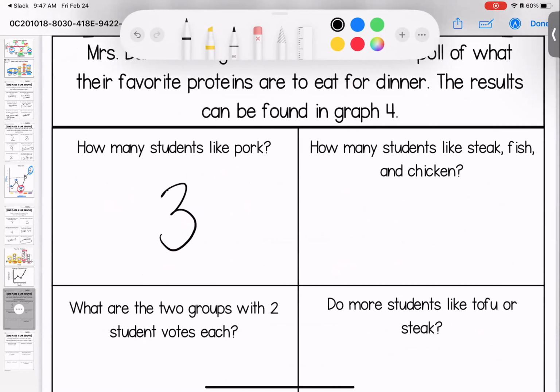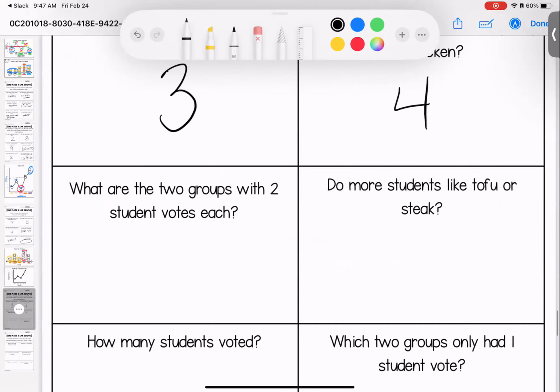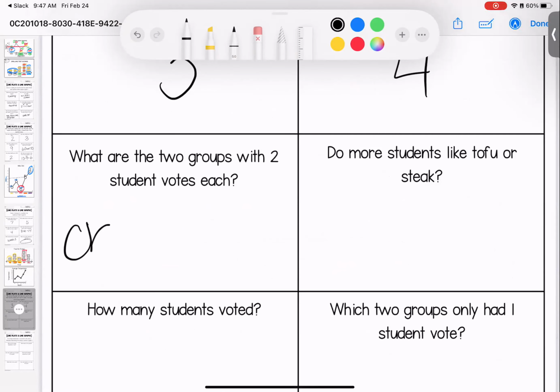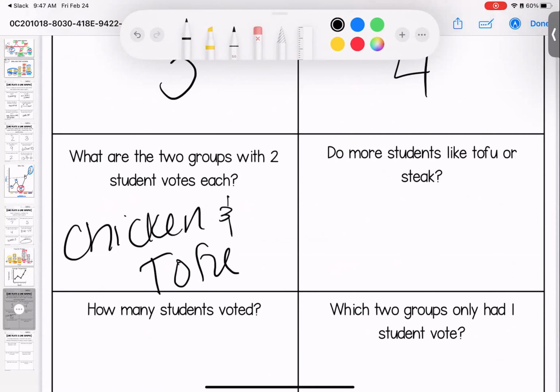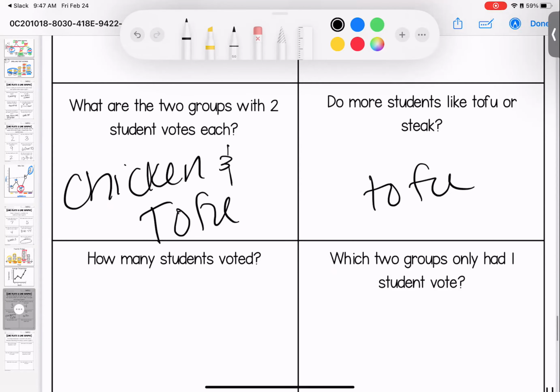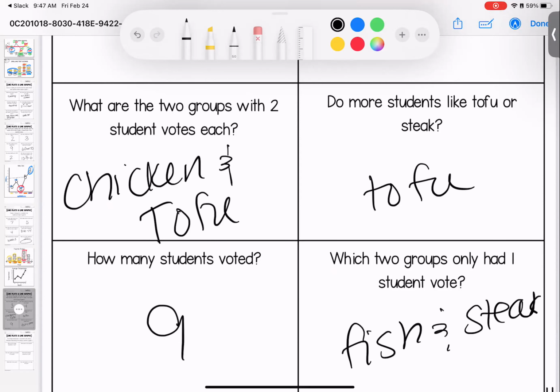Let's go ahead down to our answer page. There were 3 students who liked pork. There were 4 students who liked steak, fish, and chicken. Chicken and tofu each had 2 votes. More students liked tofu than steak. 9 students voted, and fish and steak each had 1 vote.